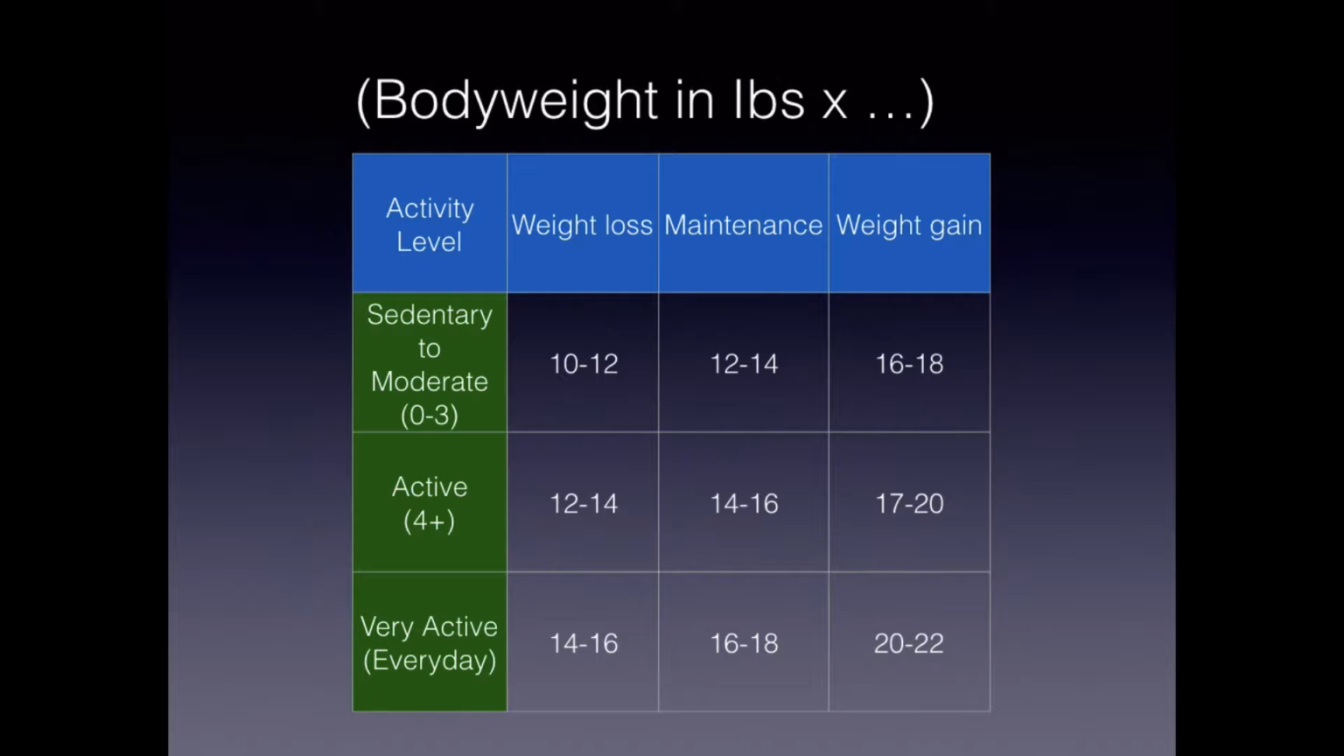We need to determine which number. If you're doing no exercise at all and you lead a sedentary lifestyle with your job, we would shoot for 10. If you're doing 1 or 2 training sessions a week, we would go for 11. So it would be body weight times 11.